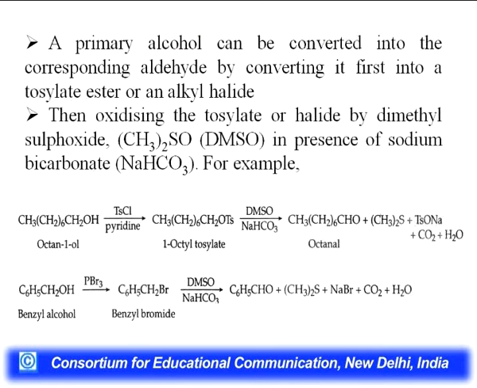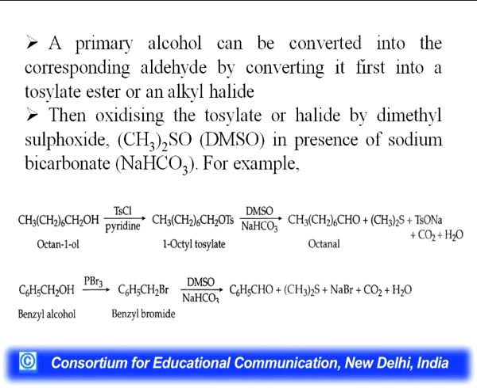A primary alcohol can be converted into the corresponding aldehyde by converting it first into a tosylate ester, which we have discussed in a previous lecture also, or an alkyl halide, then oxidizing the tosylate or halide by dimethyl sulfoxide, that is (CH3)2SO, DMSO, in the presence of sodium bicarbonate.